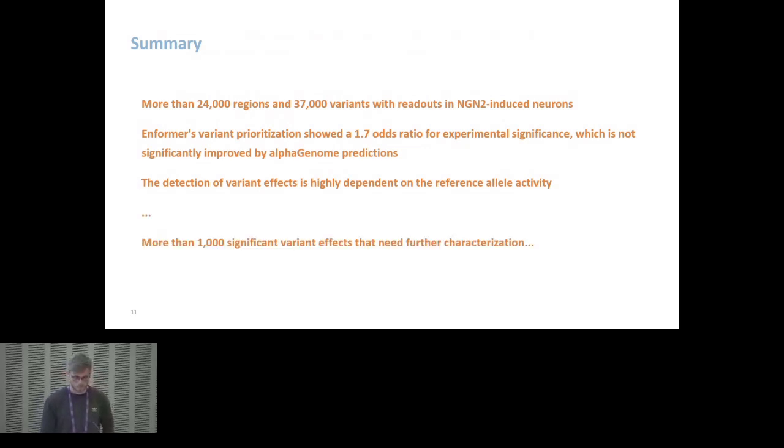Yeah, the most important part is the next steps. And yeah, with over 1,000 variants, we have a lot to do in terms of characterization.